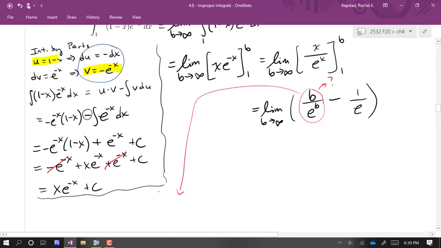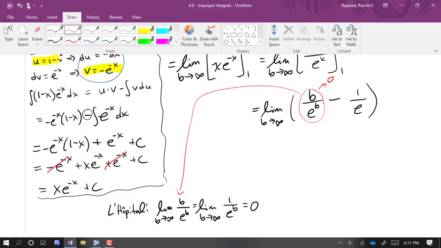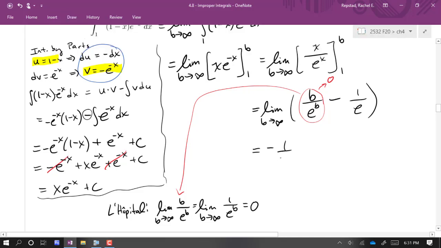We can use L'Hopital because b approaches infinity, e to the b approaches infinity, so that's an infinity over infinity type. The limit as b approaches infinity of b over e to the b is equal to the limit as b approaches infinity of 1 over e to the b, just taking the derivative on top and on the bottom. And now as b approaches infinity, this approaches 0. That means that up here in this limit, this piece approaches 0, and so overall this whole limit is negative 1 over e.